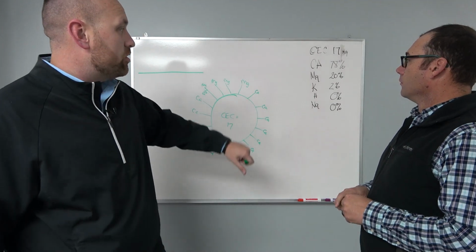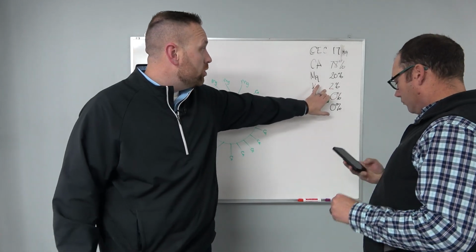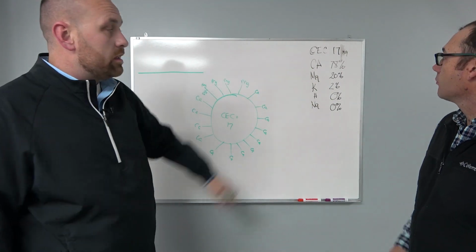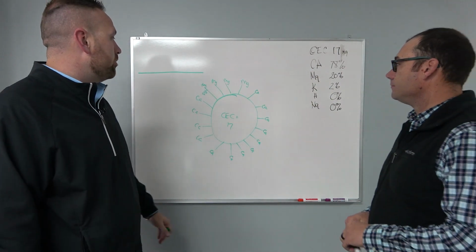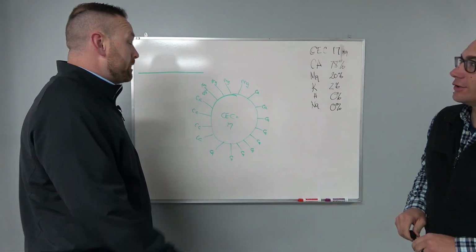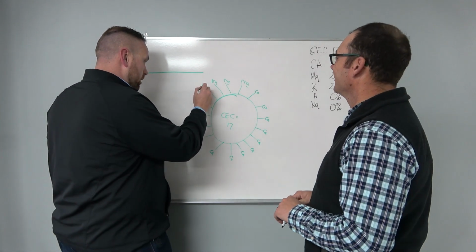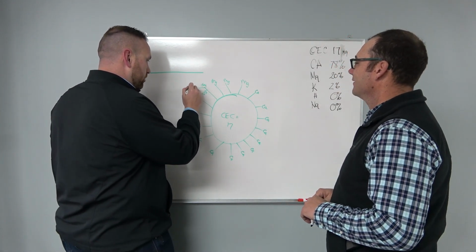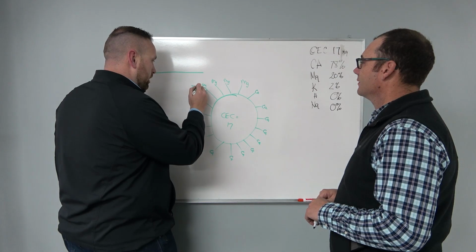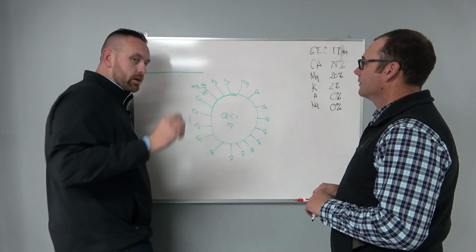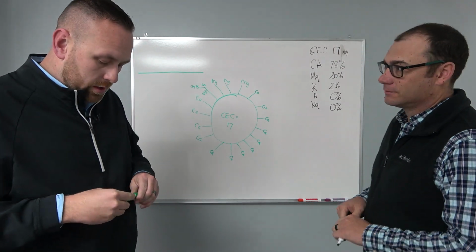So if I have a base saturation of potassium at 2, on a CEC of 17, how many chairs do I have occupied by potassium? 0.34 chairs. So I have 0.34 occupied by potassium. Now, this is where the story gets a little bit more interesting.